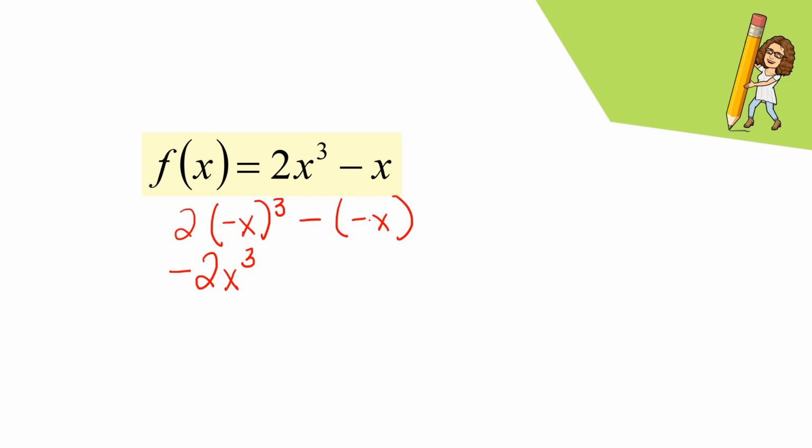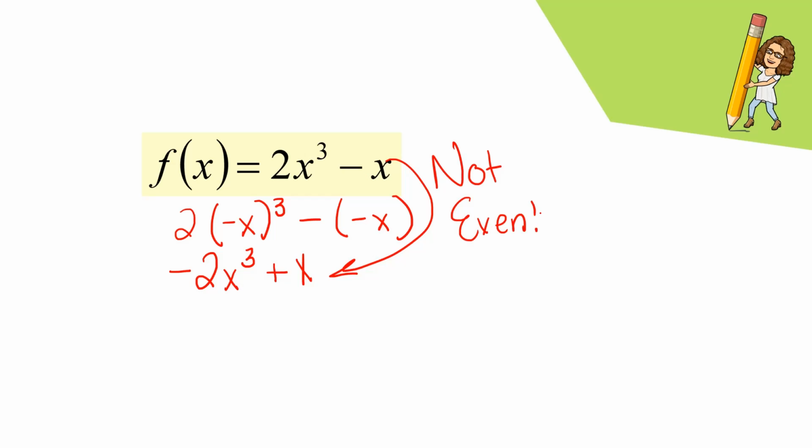Negative times a negative right here. We're subtracting a negative, so you're going to have a positive. So we're going to get positive x going on there. So let's take a look. Not the same, right? Definitely not matching. So this is not even.